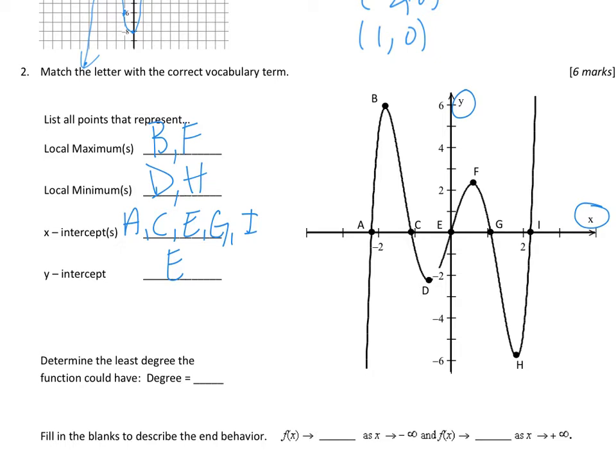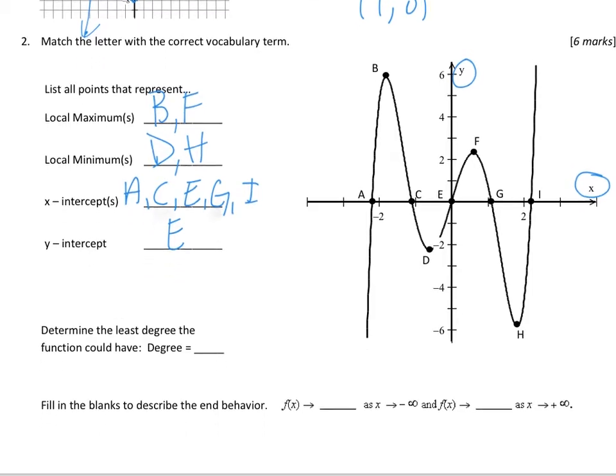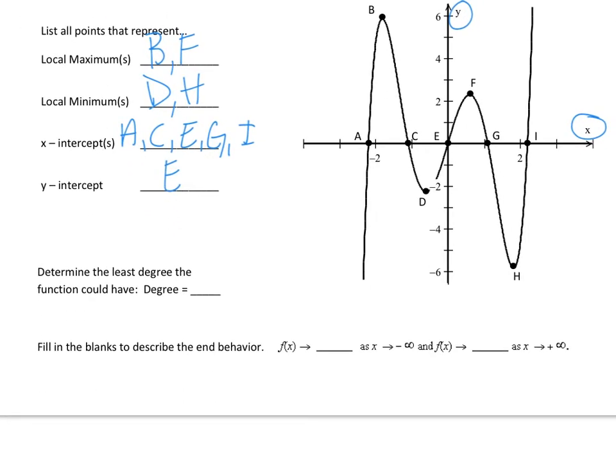Determine the least degree the function could have. So to do that, you have to add up all maxes and mins. So there were 4 maxes and mins, 2 of each. And then you add 1. So adding 1 is just how you find the degree. So all the maxes and mins plus 1 is 5. So the least degree the function could have is 5.